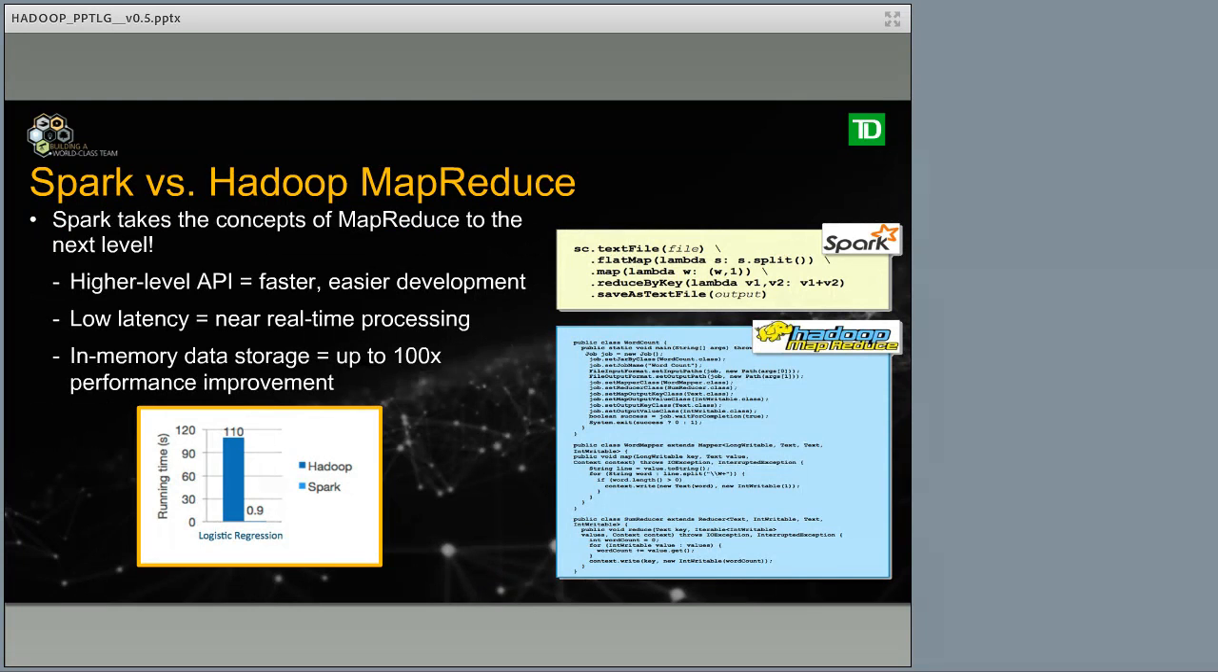Spark's higher-level API allows for faster and easier development. On the right-hand side, we see Spark's API call compared to the equivalent MapReduce code. Spark's low latency allows for near real-time processing, and Spark's in-memory data storage provides up to 100 times performance improvement. Spark facilitates the implementation of both iterative algorithms that visit their dataset multiple times in a loop, and interactive and exploratory data analysis, for example, the repeated database-style querying of data.